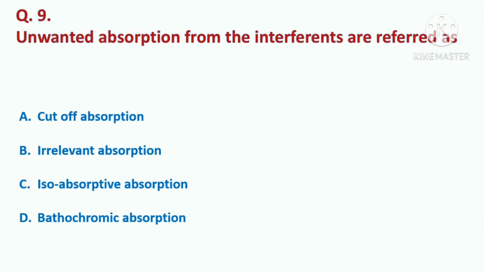Unwanted absorption from the interference is referred to as? So what is unwanted absorption? Absorption other than your analyte of interest is referred to as unwanted absorption, and the substances are referred to as interference. So what are those? Here option A is cutoff absorption, irrelevant absorption, isoabsorptive absorption, and bathochromic absorption. It will definitely not be isoabsorptive absorption, and it will not be a cutoff absorption. Can it be a bathochromic absorption? No, it cannot be. So it is an irrelevant absorption which is not related to the analyte. They are unwanted absorption, so the correct option here is irrelevant absorption.